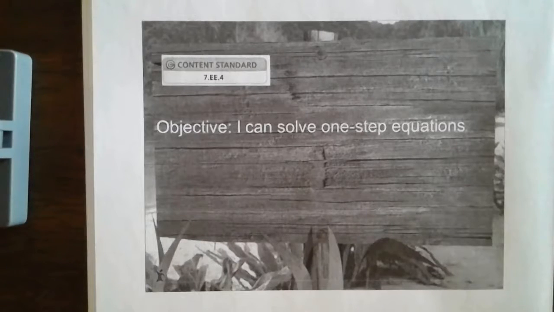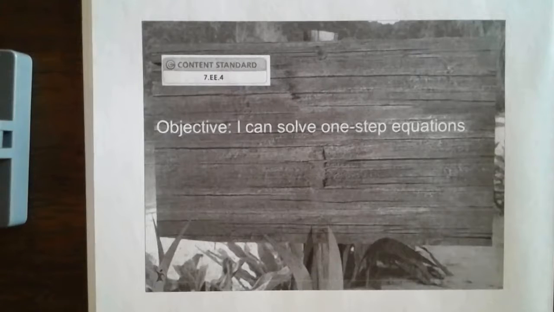Welcome 7th graders. Today we're going to review how to solve one-step equations. We solved a lot of one-step equations in 6th grade and spent a good deal of time on them. Today there's really one lesson, so we are reviewing all kinds of one-step equations, okay?